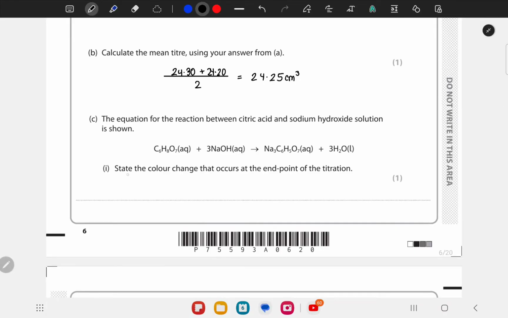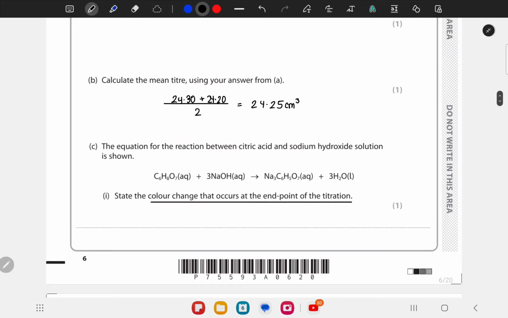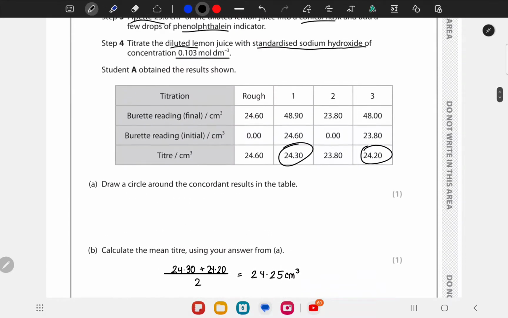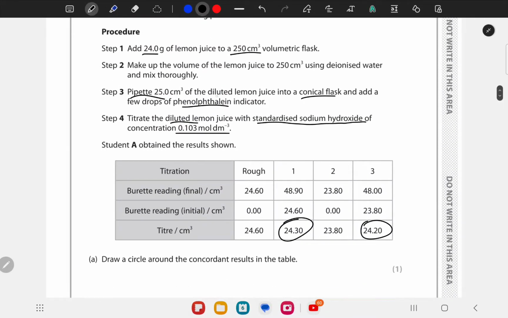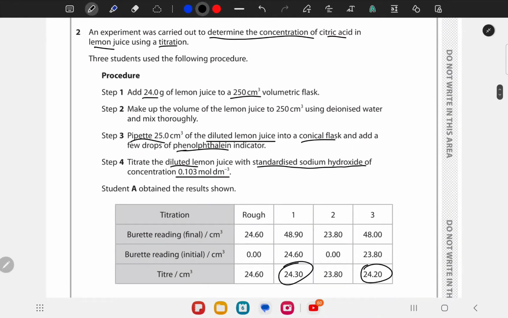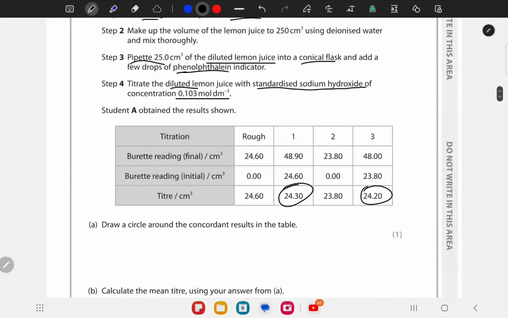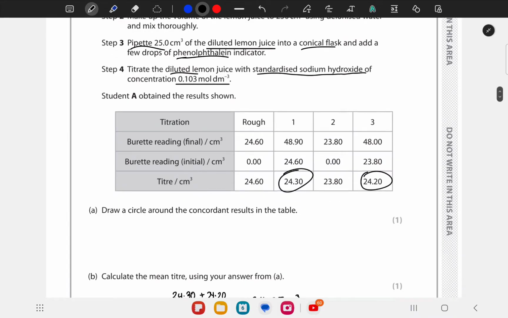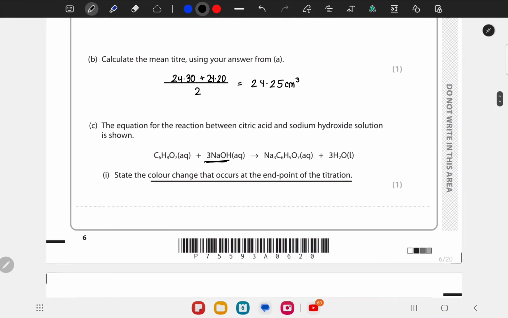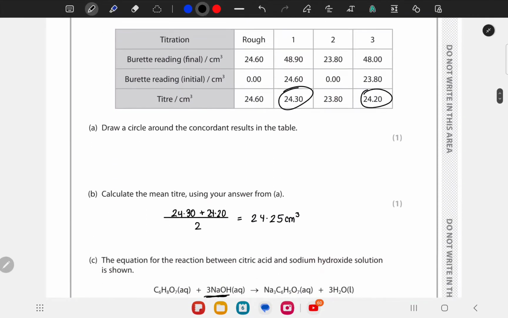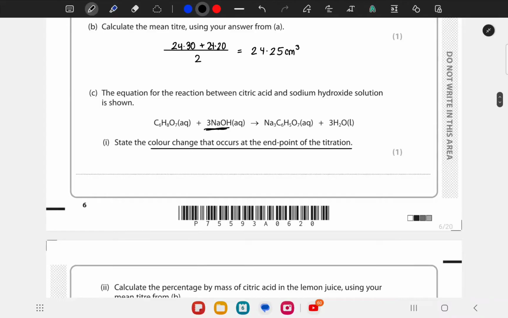Now we are given this reaction, we have to state the color change that occurs at the end point. The phenolphthalein indicator was added to dilute lemon juice which contains citric acid. So the phenolphthalein was in the conical flask which was in acidic conditions. So the phenolphthalein was colorless at first. Then we added this sodium hydroxide which is an alkali. So the titration would go from acidic to alkaline. So for phenolphthalein it would be colorless to pale pink.